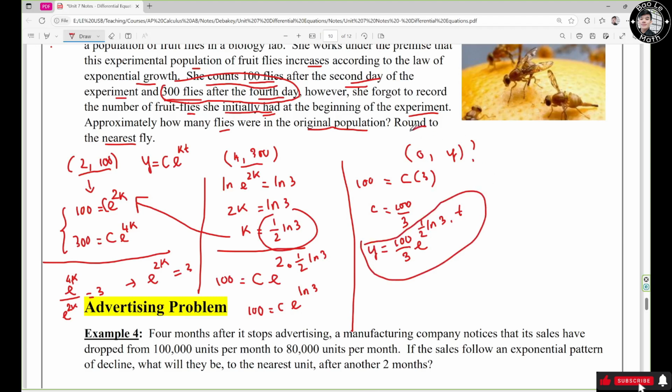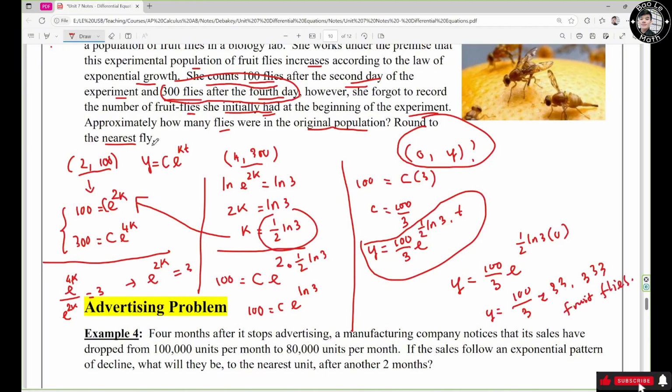Alright, now you need to solve for y when t equals 0, right? Substitute over here, so you have y equals 100 over 3 times e raised to the 1/2 natural log of 3 times 0, right? So y equals 100 over 3. Now, if you want to convert this to decimal, it could be approximately 33.333 fruit flies. Now, you need to round to the nearest fly, so it's going to be 33.